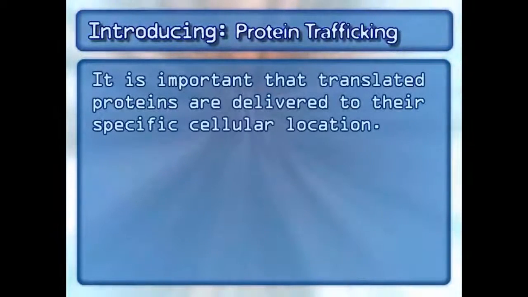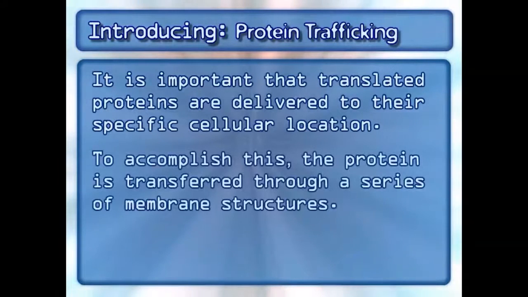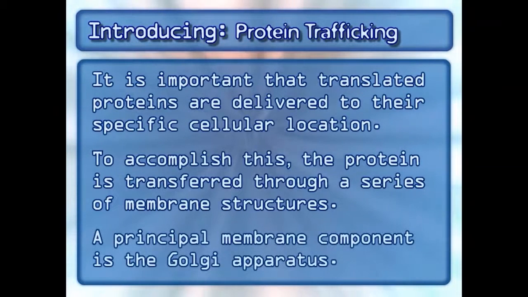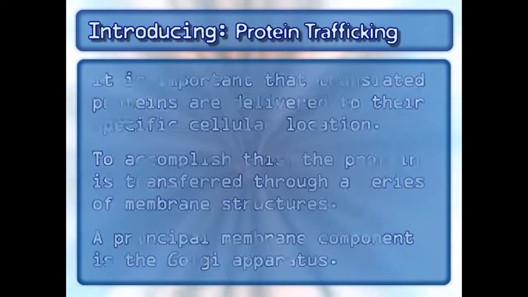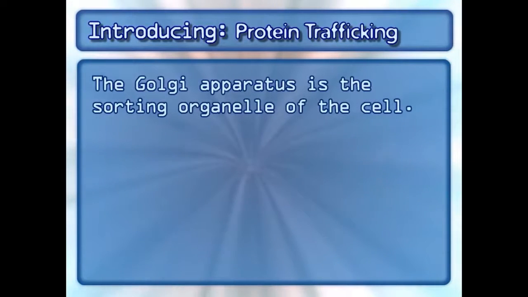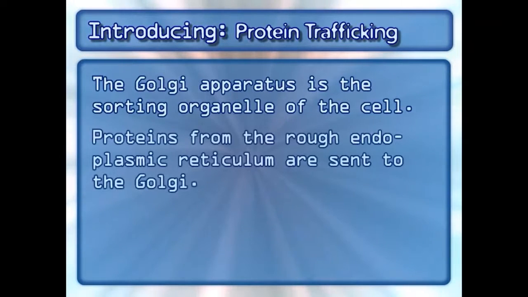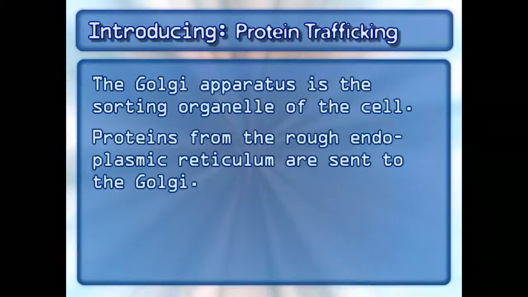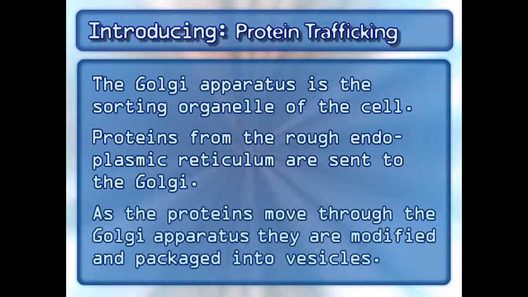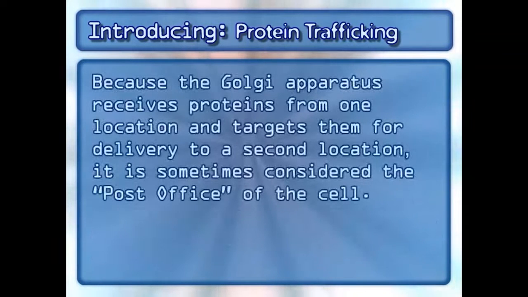It is important that translated proteins are delivered to their specific cellular location. To accomplish this, the protein is transferred through a series of membrane structures. The principal membrane component is the Golgi apparatus. The Golgi apparatus is the sorting organelle of the cell. Proteins from the rough endoplasmic reticulum are sent to the Golgi. As the proteins move through the Golgi apparatus, they are modified and packaged into vesicles. Because the Golgi apparatus receives proteins from one location and targets them for delivery to a second location, it is sometimes considered the post office of the cell.